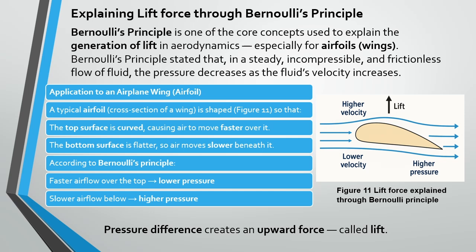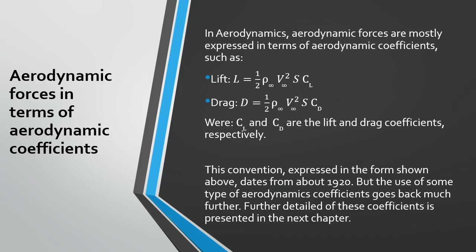So, applying it to an airfoil wing, a typical airfoil section is shaped as in figure 11. The top surface is curved, causing air to move faster over it. The bottom surface is flatter, so air moves slower beneath it. According to the Bernoulli principle, faster airflow over the top means lower pressure, and slower airflow below means higher pressure. So the pressure difference creates an upward force called the lift.